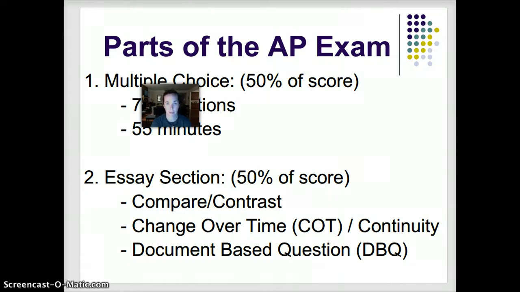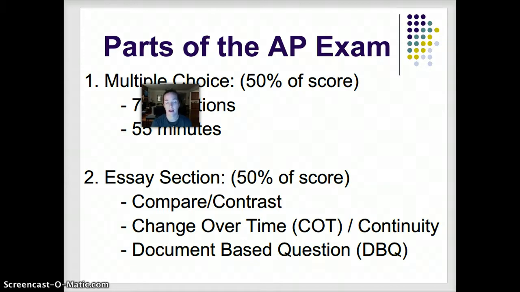It is also 50% of the score, and it has 3 different types of essays. The first essay is called a compare-contrast essay, in which you are going to discuss similarities and differences between 2 civilizations during the same period of time. The key to this is you have to discuss both similarities and differences. You cannot choose one or the other. You have to balance it.